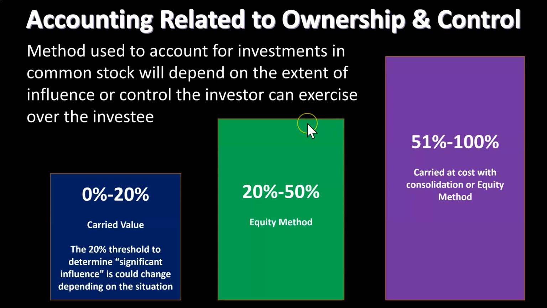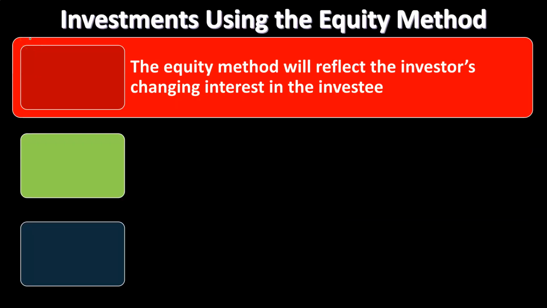So we're going to be focusing in here on the middle method, where we have significant influence, where we have that lower line that's a little bit fuzzy, that 20% arbitrarily drawn. And then if you're over the 51%, then it's more likely that you do have control and may be using the consolidated method in that case. So we're focusing in on investments using the equity method.